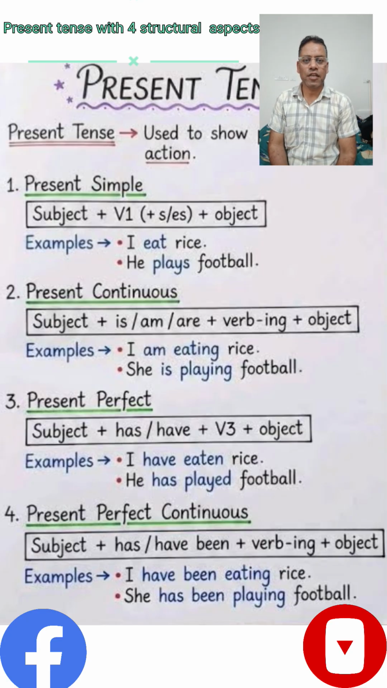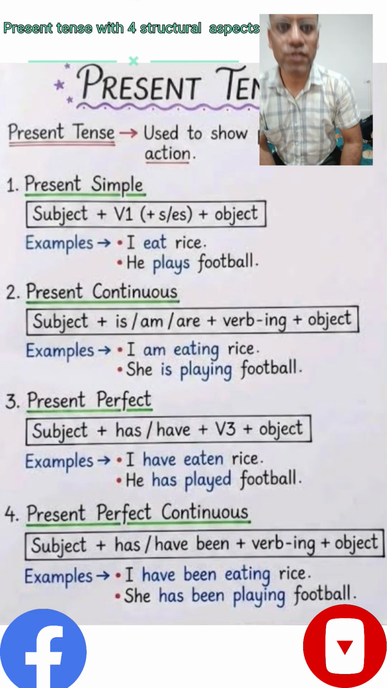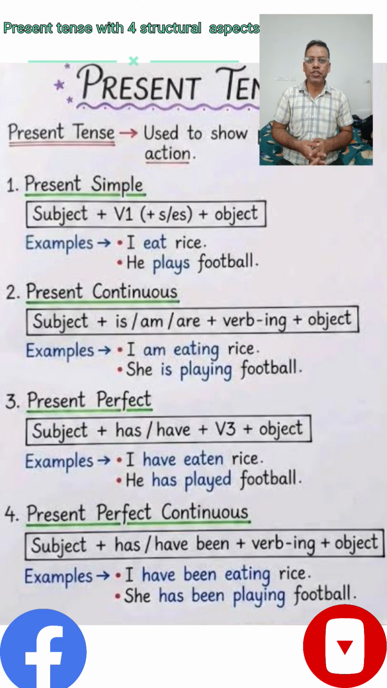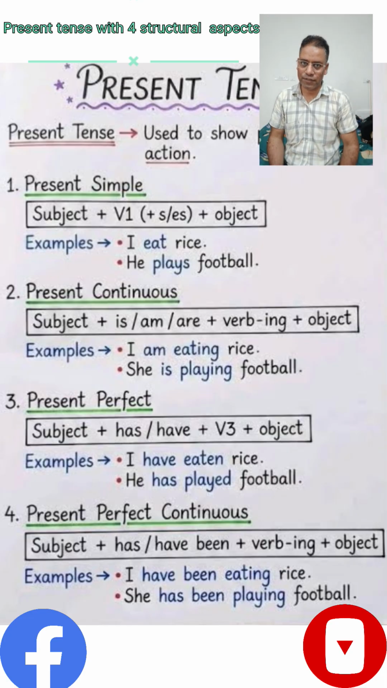Today I am going to talk about the present tense structure of formation as well as the examples. In the last few sessions I have talked about different aspects of present tense: we have discussed present simple, present continuous, present perfect and present perfect continuous. For today, I have come up with this session wherein you can really understand what the structural patterns of these four aspects of present tense are.